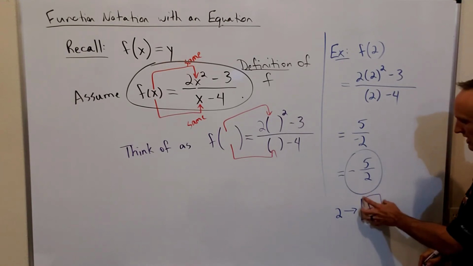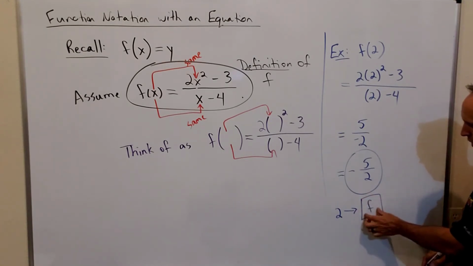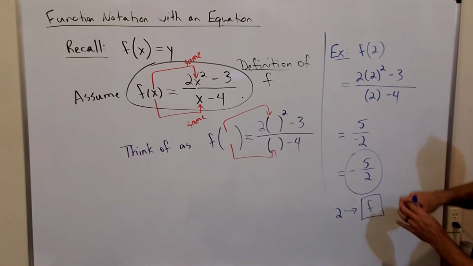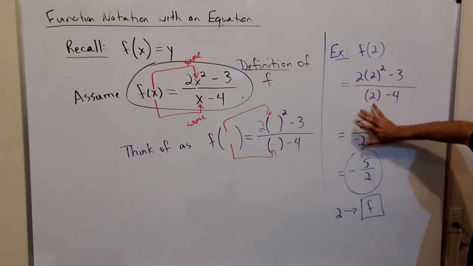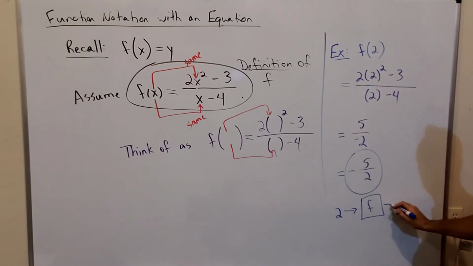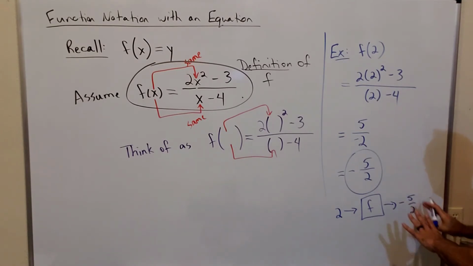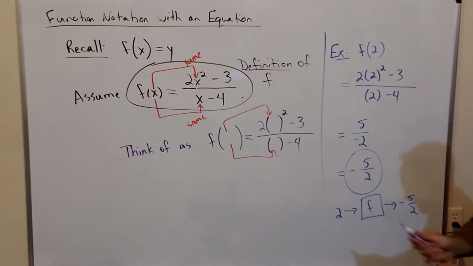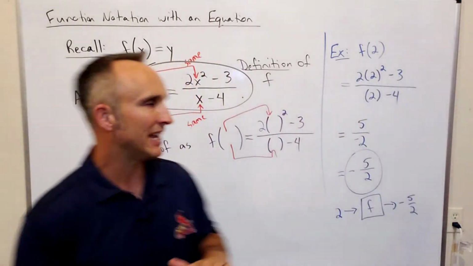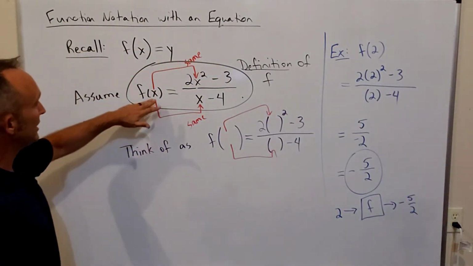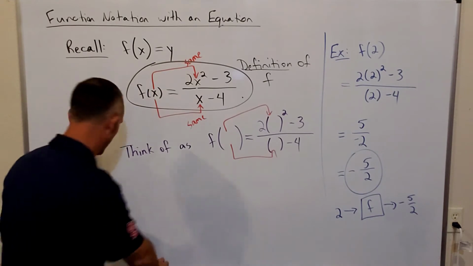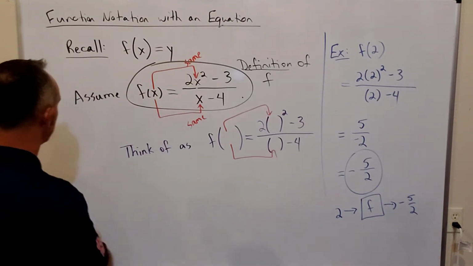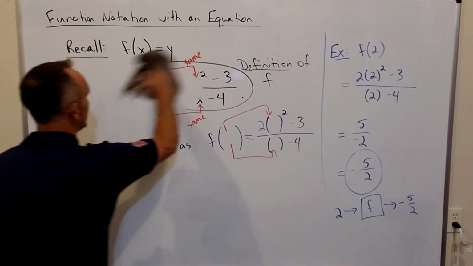Think of this as a machine that has inner workings. If we input 2 to that and 2 goes through these inner workings, all of this happens and the machine finally outputs negative 5 halves. Okay, so that's kind of a visual way to think of this. And that's how you calculate outputs for any input with this particular function. Now let's practice some more function notation with equations.